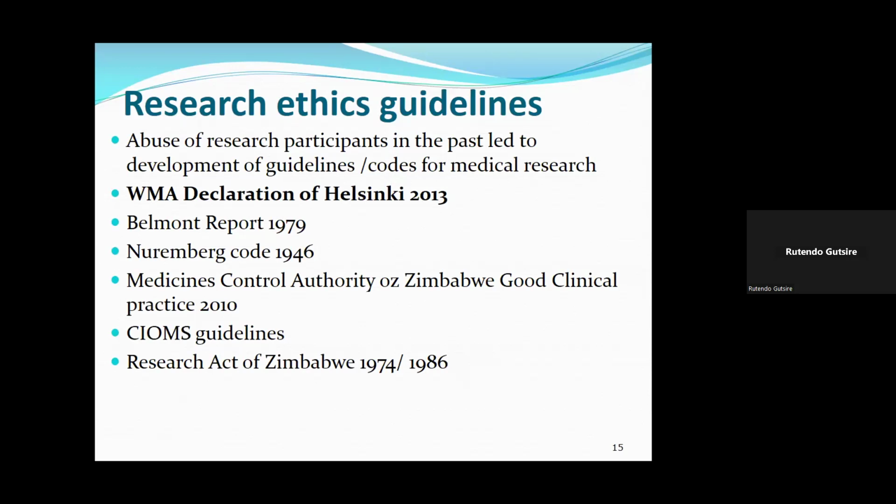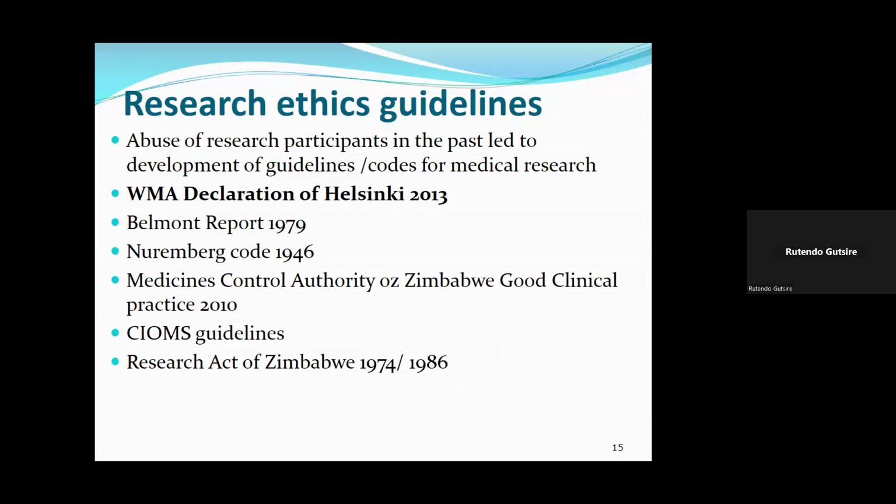So we have the Declaration of Helsinki, which came out because of the atrocities that were done by Mengele, developed by medical doctors. The Belmont Report came out after the syphilis study. Then the Nuremberg Code came out after World War II, because of atrocities committed by Mengele. Those are international guidelines, right? Then we have our local guidelines, the Medicines Control Authority of Zimbabwe. We have the Research Act of Zimbabwe, which is dated. We also have the CIOMS guidelines.